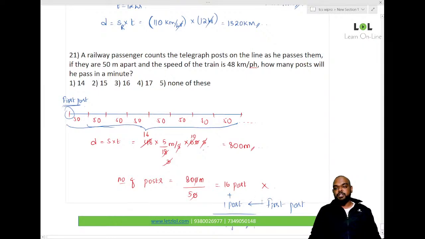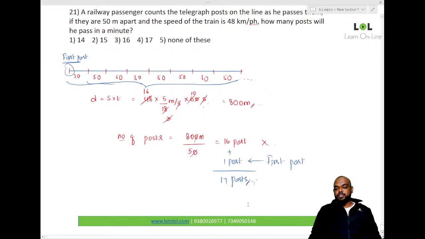Am I clear with this question? Everybody, everyone. Sir, explain it once more. Yeah, I'm repeating. Who is that? Bhavana or Chandana? Chandana.